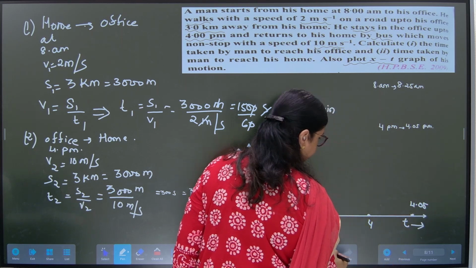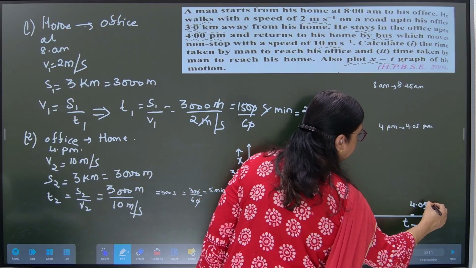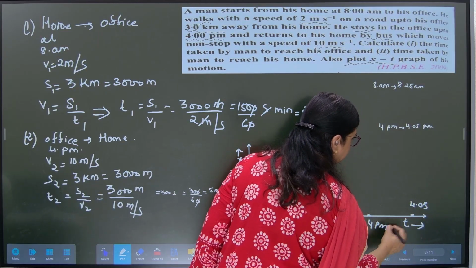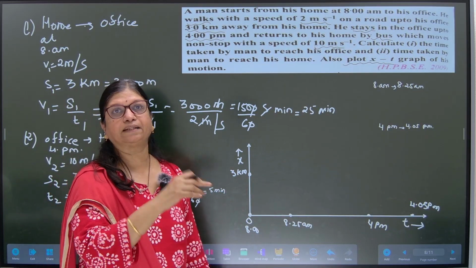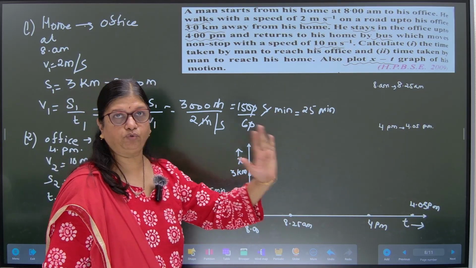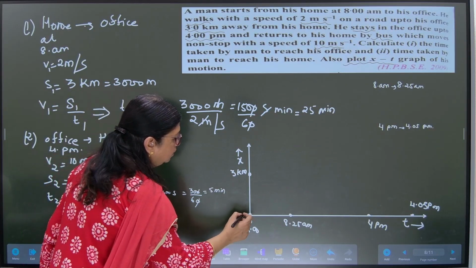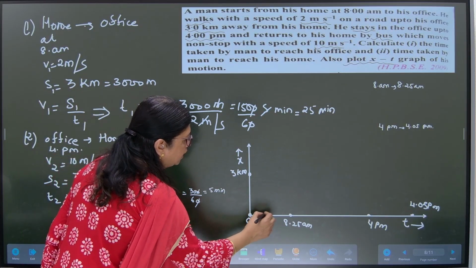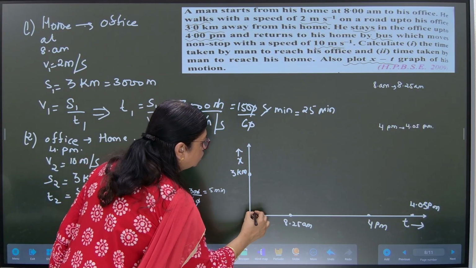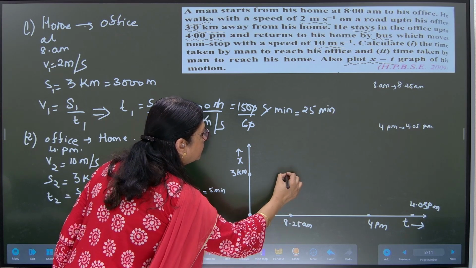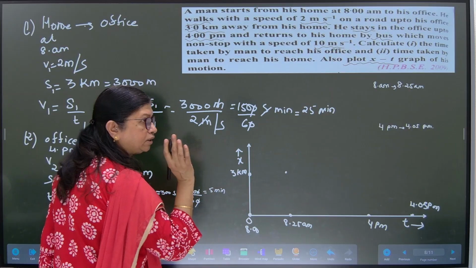4:05 p.m. It says p.m. and it's also p.m. Okay, I have just written it up so that I don't disturb the time axis. Otherwise I have to write it down. Now, how do I draw the graph? As the time increases, the distance also was increasing towards the office. So I put a point here for 8:25. He was at 3 kilometers.